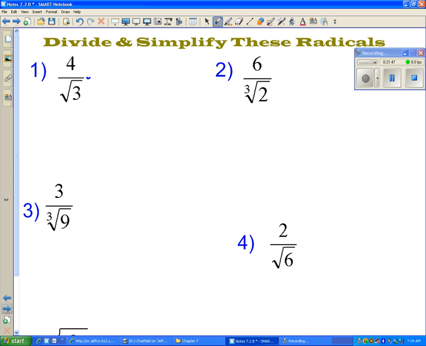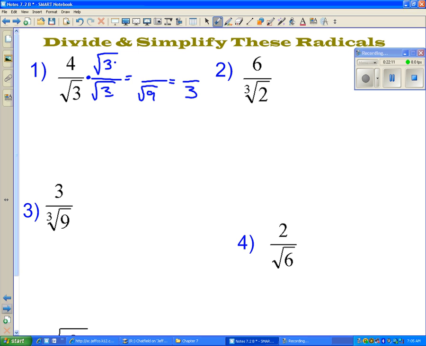Well, I have to multiply by something that's going to make it a whole number. Square root of 3 times square root of 3 is square root of 9, which is 3. Well, I can't just multiply the denominator by square root of 3 because that's changing my problem. So whatever I do to the denominator, I do to the numerator, the top.